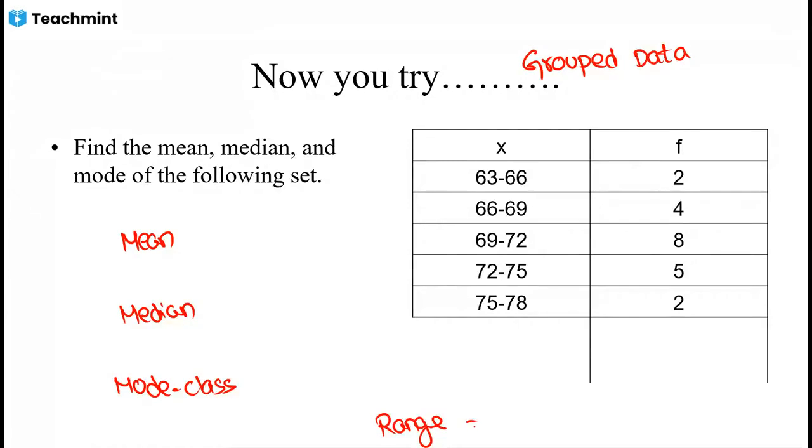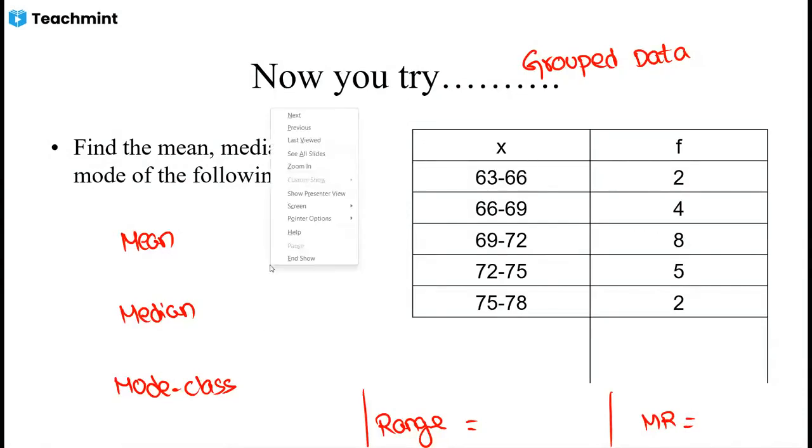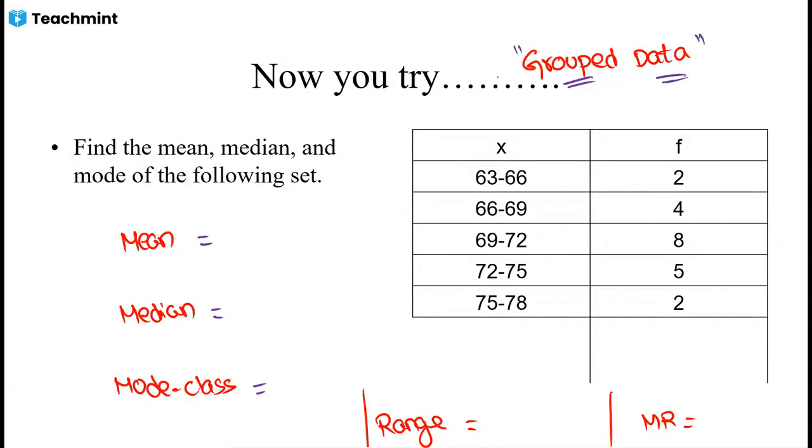What is the mid-range? When you are mentioning the answer, please mention what you calculated, whether mean, median, or mode. Don't just say 60.5, 70.5. What is that? Please mention that as well. Don't directly post the value. Mention what you calculated. Now, let's try. I'll wait for your answers. Here itself in the session, you have to get the clarity.